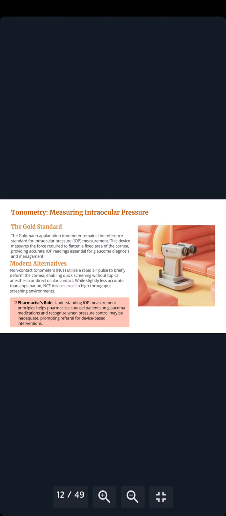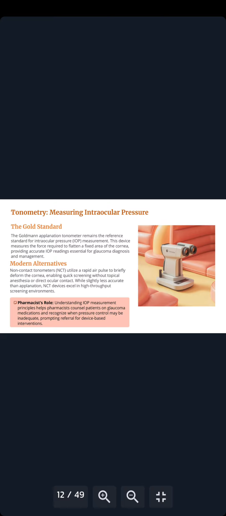But recently, we have a modern alternative: non-contact tonometers. They use a rapid air pulse to deform the cornea, and they measure how much pressure from this air pulse is needed to deform the cornea. It enables us to quickly screen the IOP without any ocular contact, because only the rapid air pulse is touching the front of the cornea.